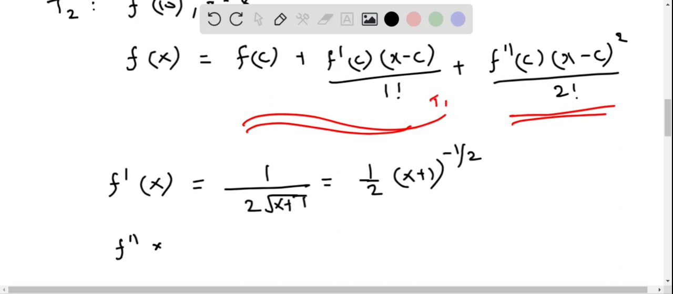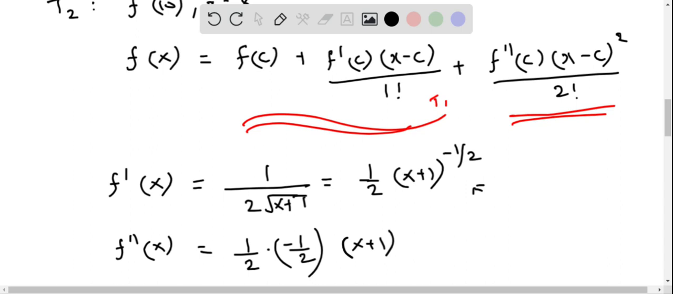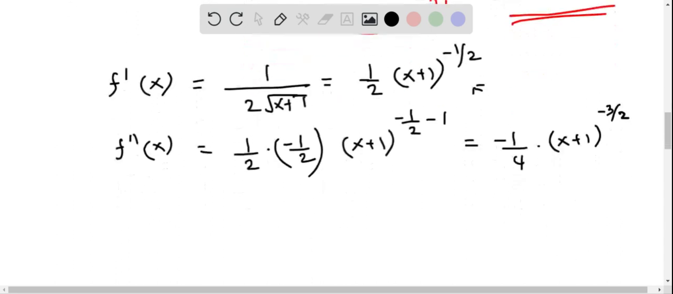Now let's find the second derivative, that is f double prime of x. I'm using this form. When I apply the power rule, I put the power in front, that is negative 1 by 2, then x plus 1 raised to the power of, I have to reduce the power by 1, so this will be minus 1 by 2 minus 1. When I simplify this, I get 1 by 2 times minus 1 by 2 is negative 1 by 4 times x plus 1. Minus 1 by 2 minus 1 is basically minus 3 by 2. So this could be written with positive powers: negative 1 by 4 times x plus 1 raised to the power of positive 3 by 2.